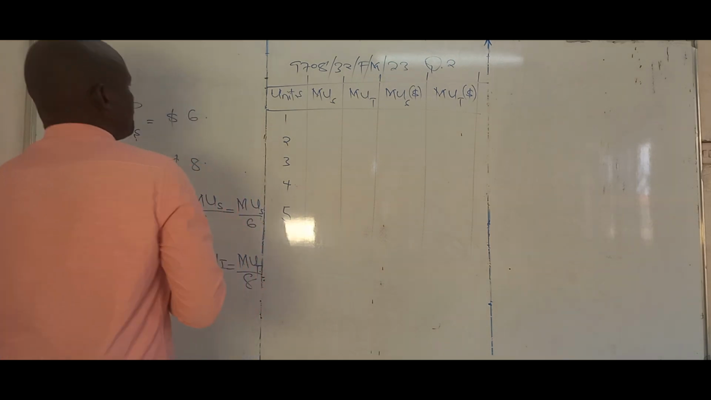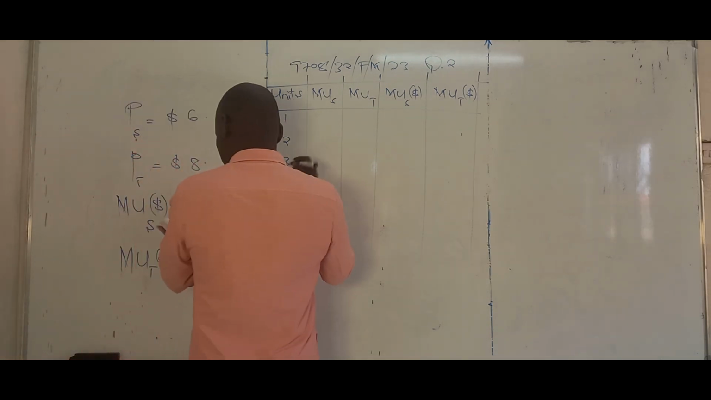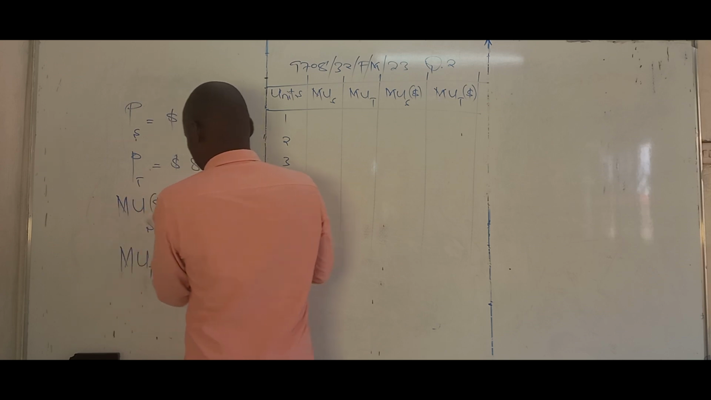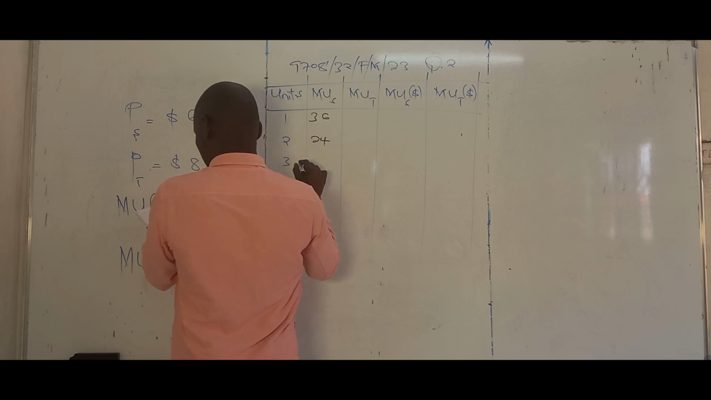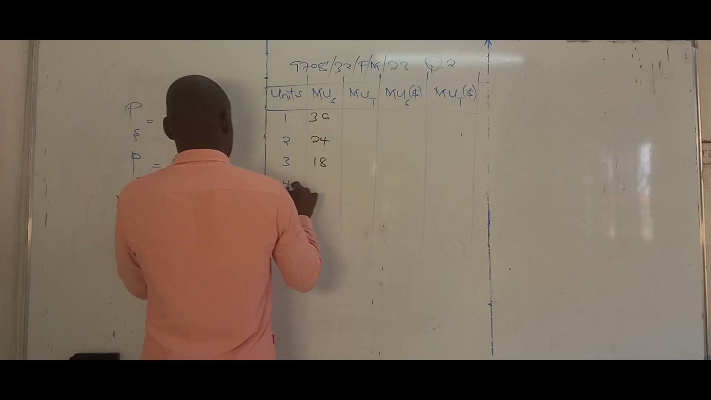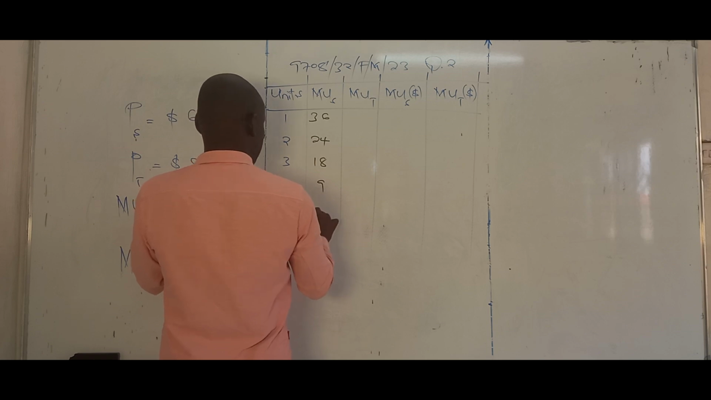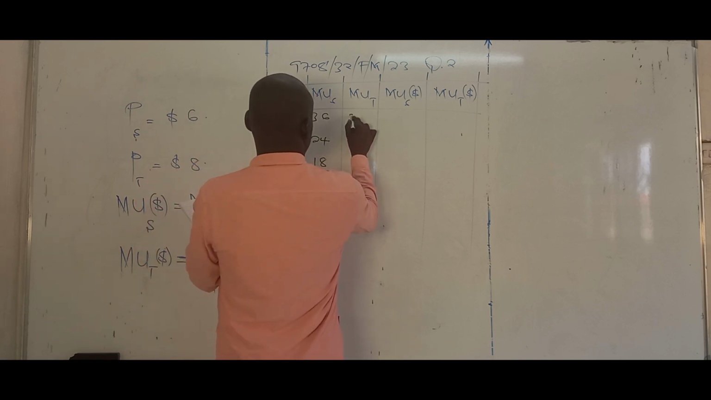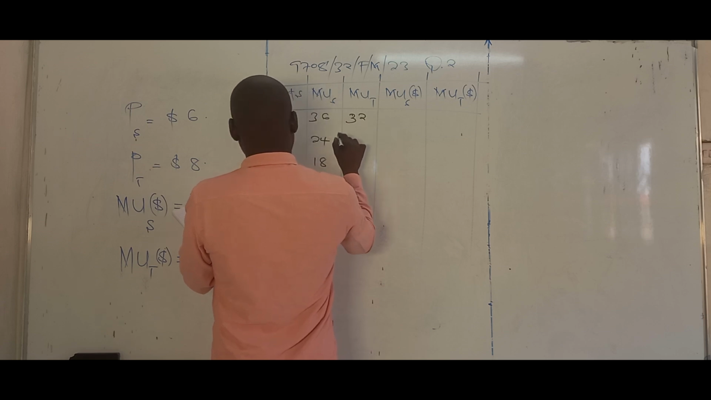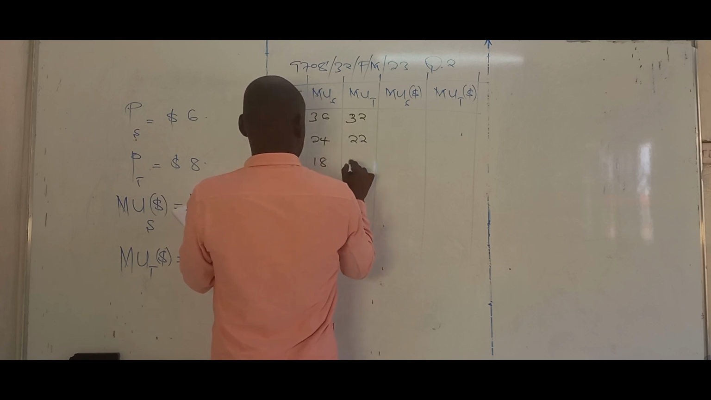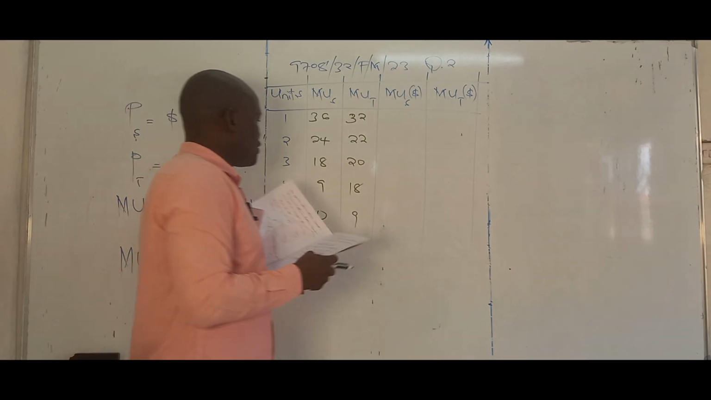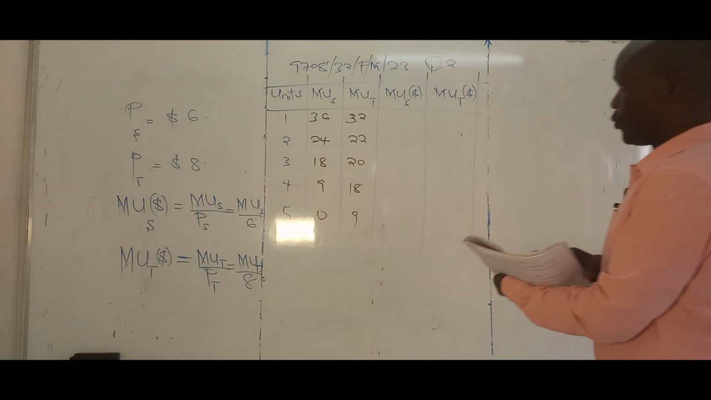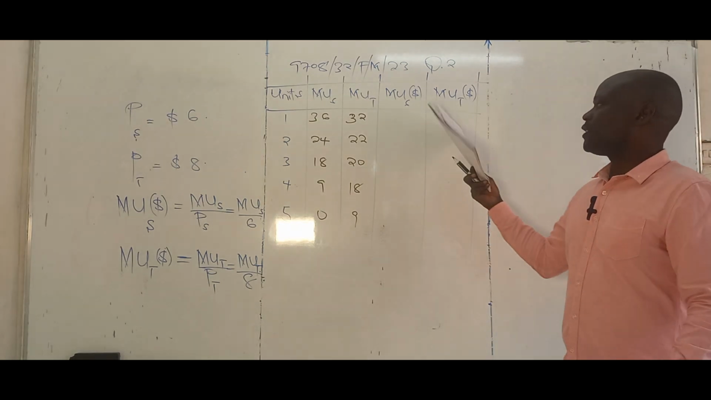And marginal utility for S, we were given as 36, 24, 18, 9, 0. For T, we were given 32, 22, 20, 18, 9. That's what we are given. So we need to fill in the per dollar columns.